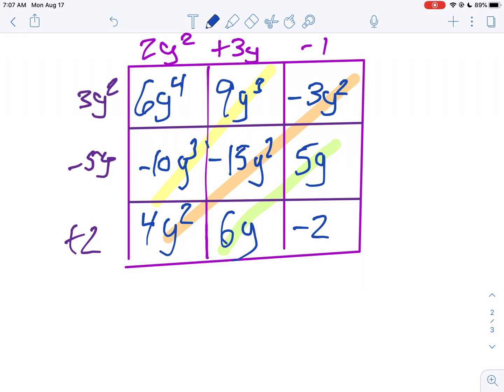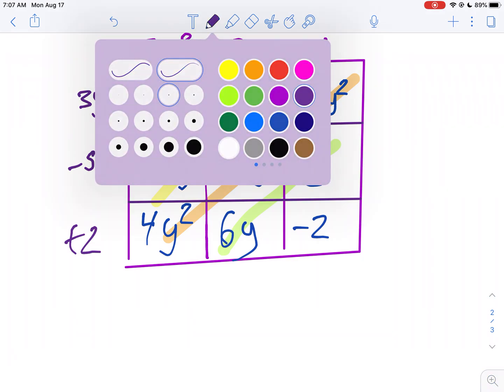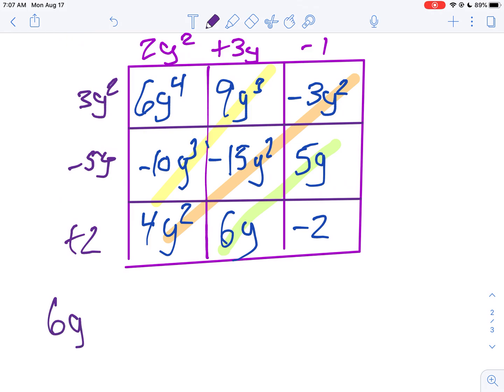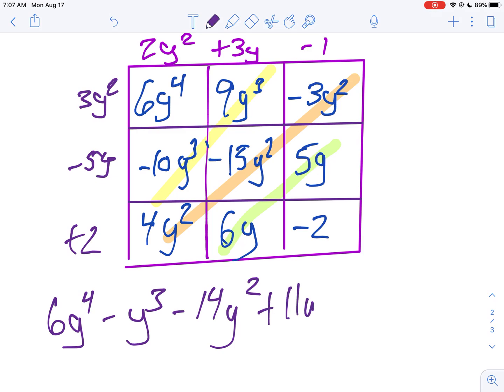I don't have any like terms for 6y to the 4th, so I'm going to write that down, 6y to the 4th. Now I'm going to add 9 minus 10 is negative 1, so I'll say negative y to the 3rd. Then we'll go to the next diagonal. 4 minus 15 is negative 11. Minus 3 is negative 14. So negative 14y squared. Remember, when you're adding and subtracting, we never add the exponents of the variables. And then 6 plus 5 is 11y minus 2.